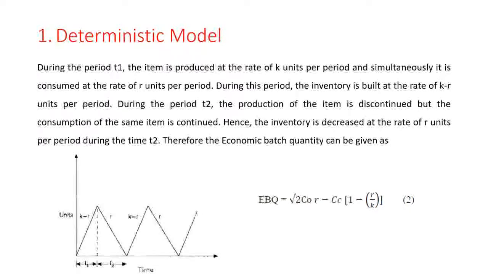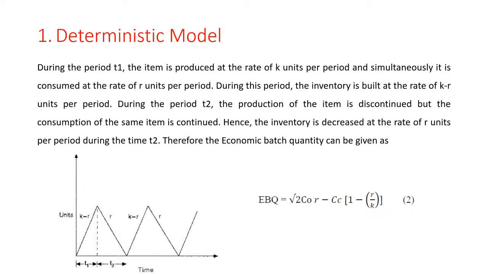So during the time period T2, the production of the item is discontinued, but the consumption of the item is continued. Hence the inventory decreases at the rate of R units per period during the time period T2.